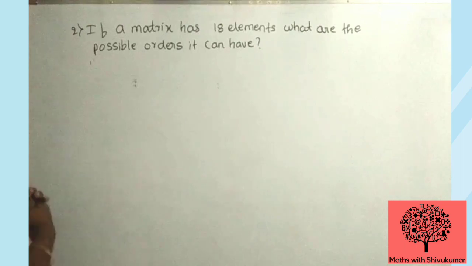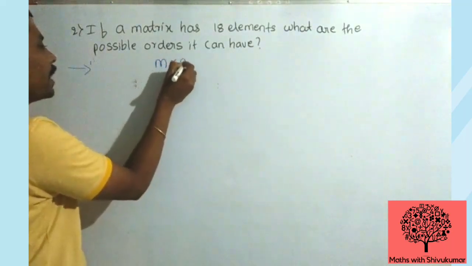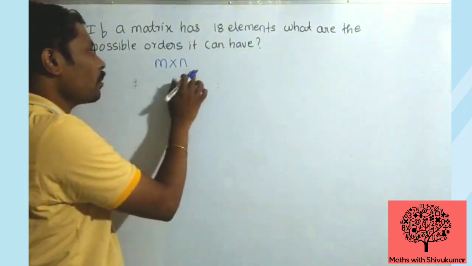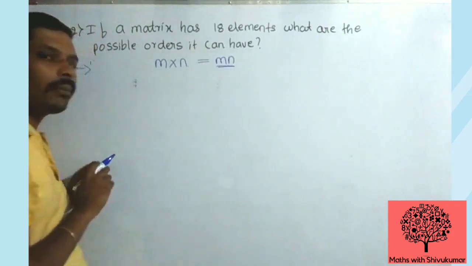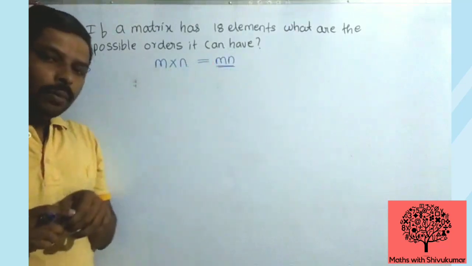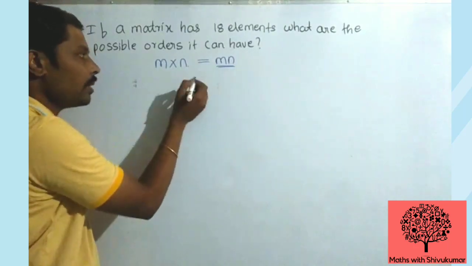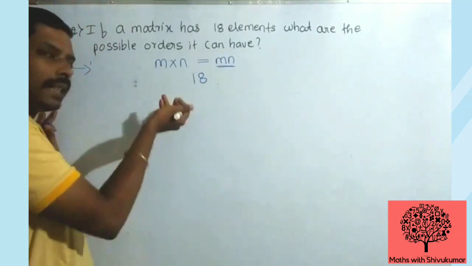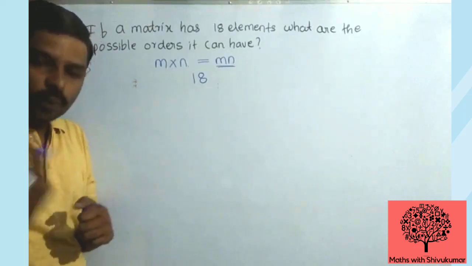We know order of any matrix we will represent as m cross n or m by n. If you multiply the order, what you will get is nothing but the total number of elements in the matrix. Number of rows into number of columns, if you multiply, you will get the total number of elements. Here they have given 18, so we have to search for the numbers whose product is 18. We already know it is always a natural number. So what are the possibilities?